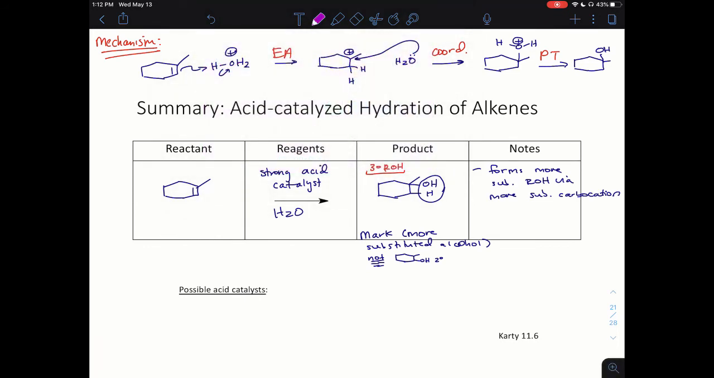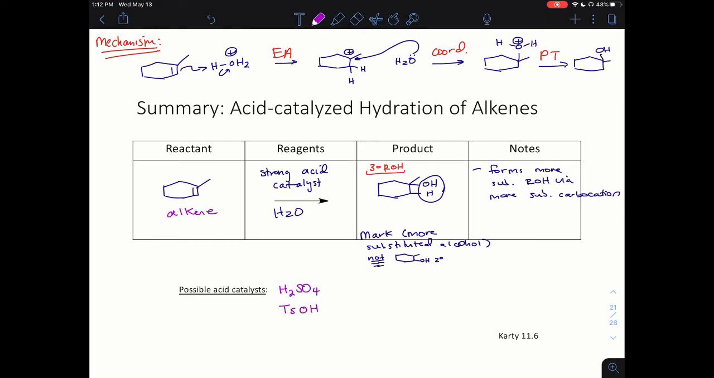Here is what I've come up with. There's an alkene treated with a strong acid catalyst. Now, those possible catalysts, the conjugate bases should not be very nucleophilic. So we want strong acids with non-nucleophilic conjugate bases. So sulfuric acid is a good choice.